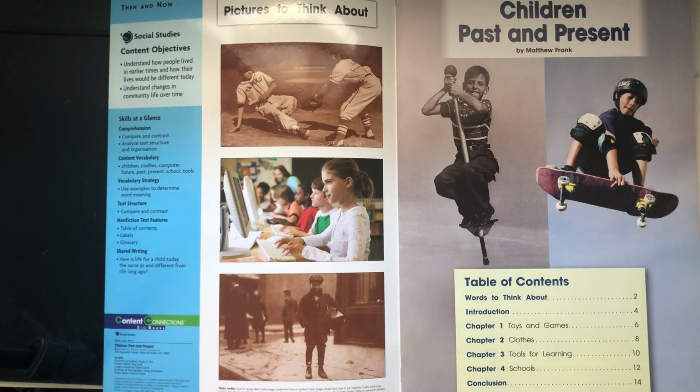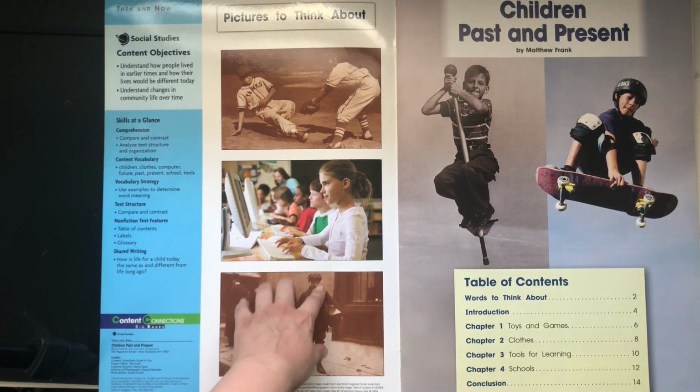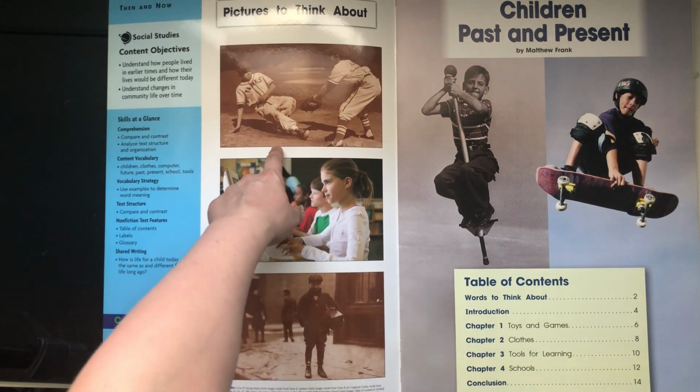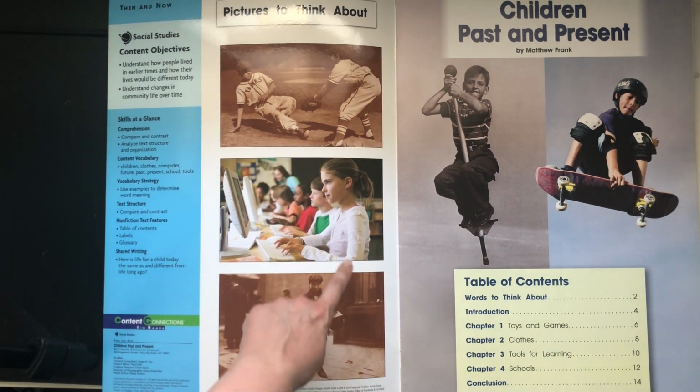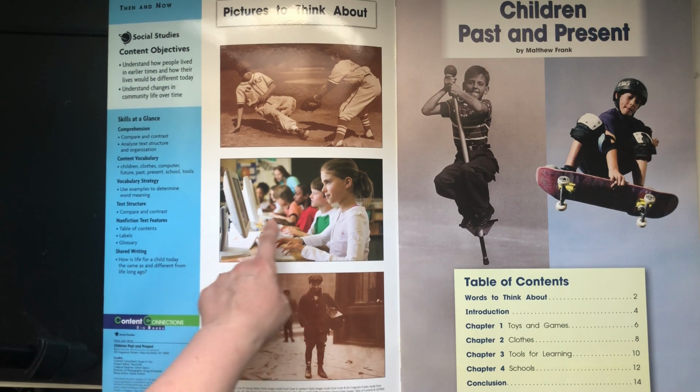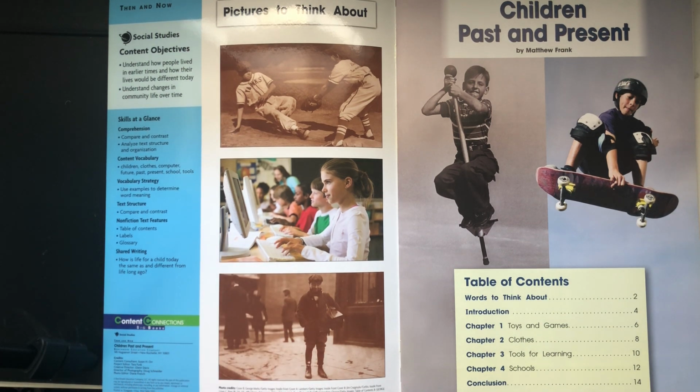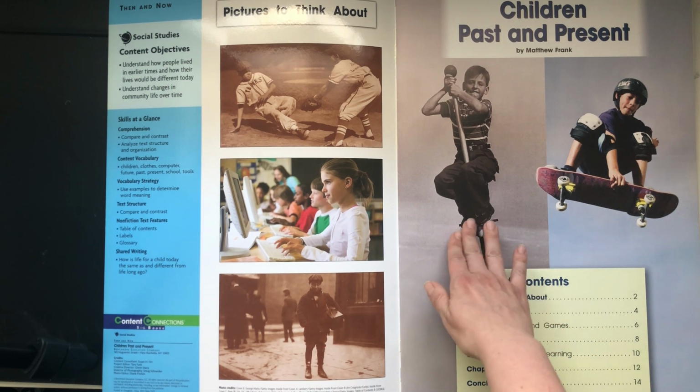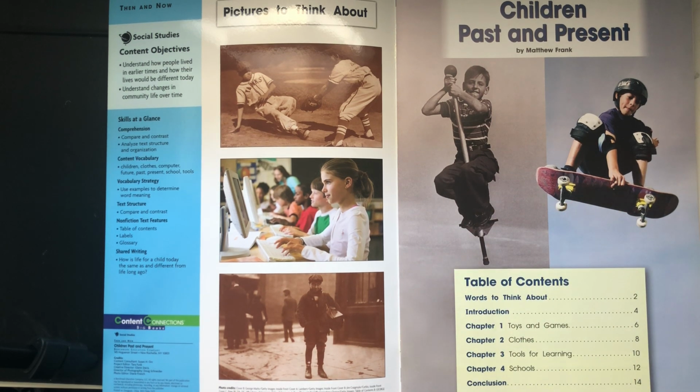Okay, Children, Past and Present. We have some pictures to think about. We have a picture of boys playing baseball. We have a picture of some students in, it looks like a computer class. And here we have a picture of a child holding like a box in their hand. These are just pictures to think about. On this side, this lets us know that we're reading a nonfiction book because we have real photographs of children.